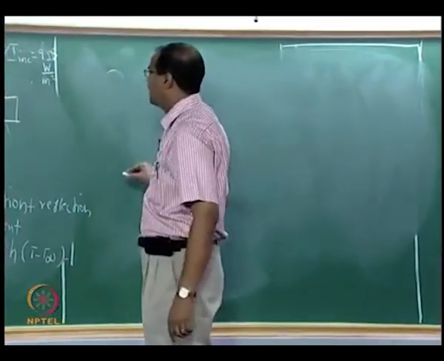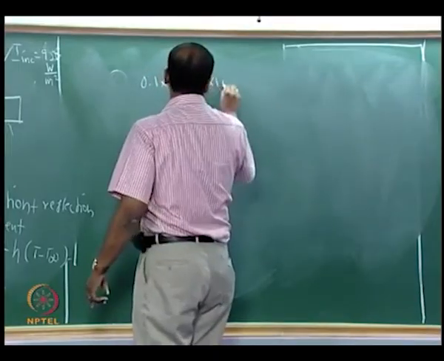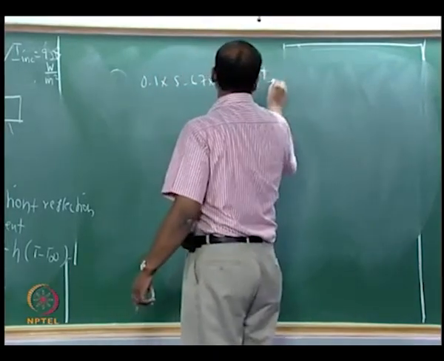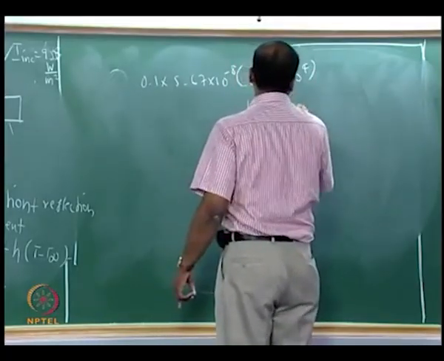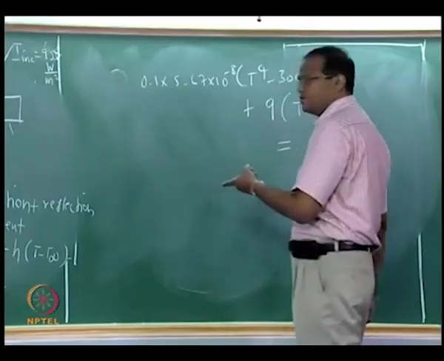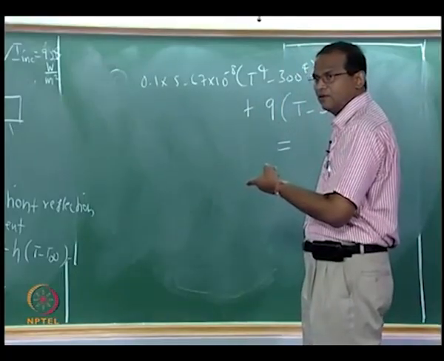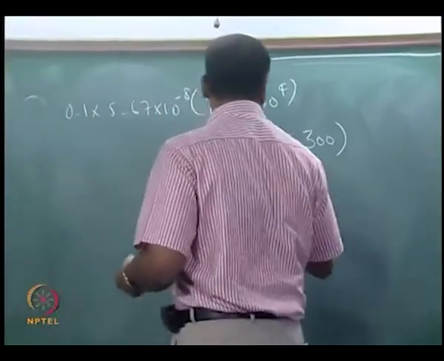Now, epsilon I gave you, what is the value? 0.1. Solar absorptivity is 0.9, correct. So right side is 0.9 into 950, how much is that? We will just read.